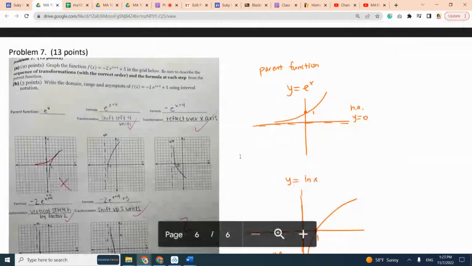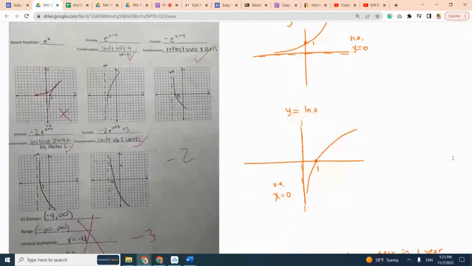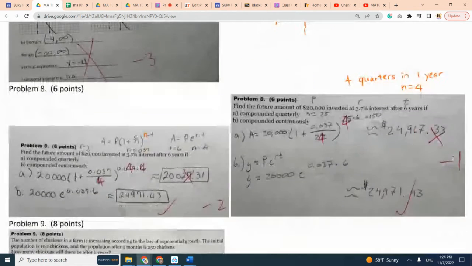And let's look at the common mistake. Most of you put the picture of the ln of x. But I can see all these translations, a lot of you got them right, which is really nice. That's why only 2 points off because the parent function is wrong. But these 3 points, because if you start with a wrong picture, you're not able to get these 3 points. So most of you lost those 3 points.